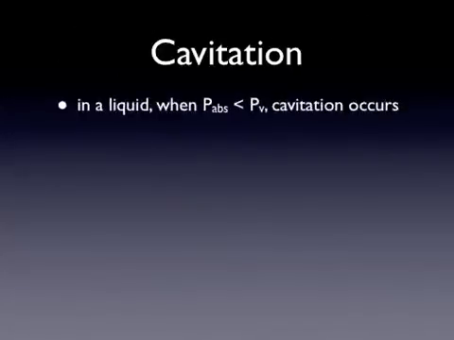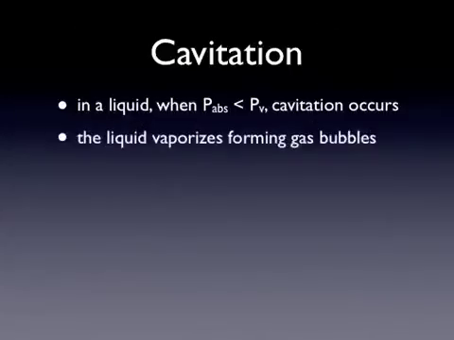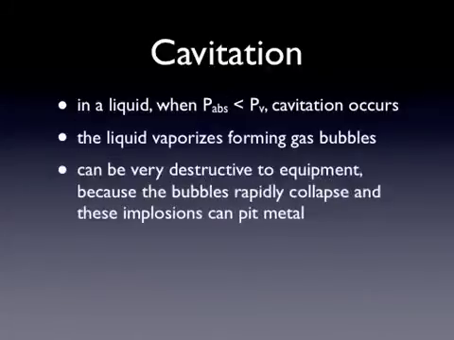So you can get water to boil by dropping the pressure around it. This can happen not just at the air-water interface, but underwater as well. If you drop the pressure in a fluid below the vapor pressure, cavitation will occur. And what happens is you actually get the water to boil. The liquid vaporizes and forms gas bubbles. This can be very destructive. These bubbles form and then they rapidly collapse, and those implosions can really damage equipment.